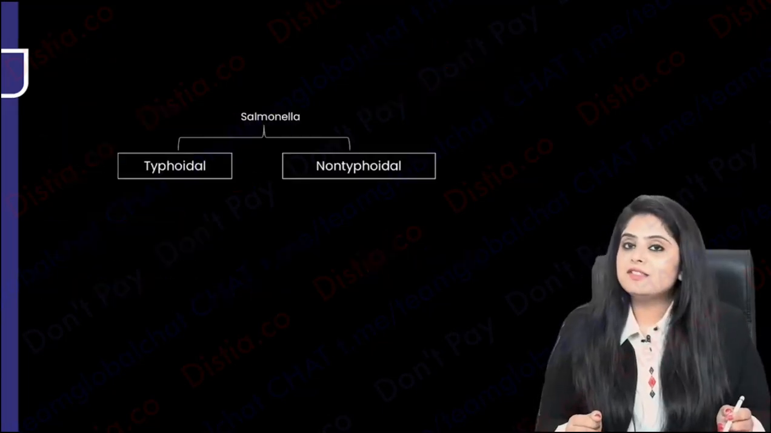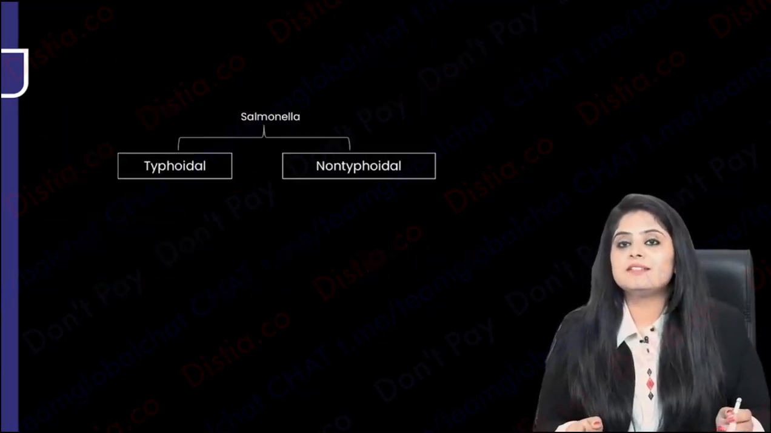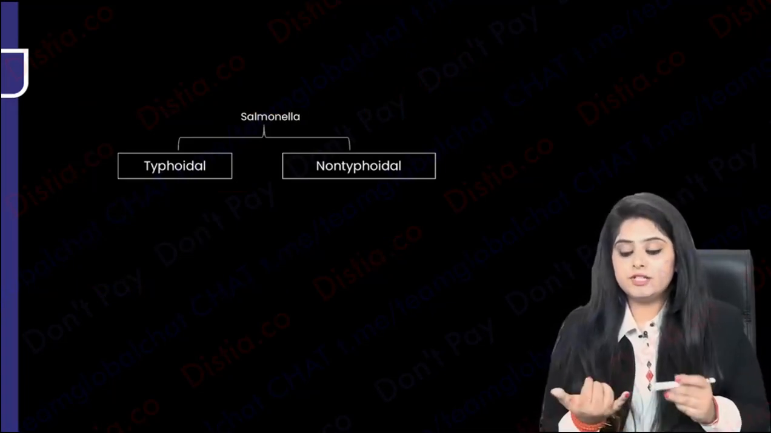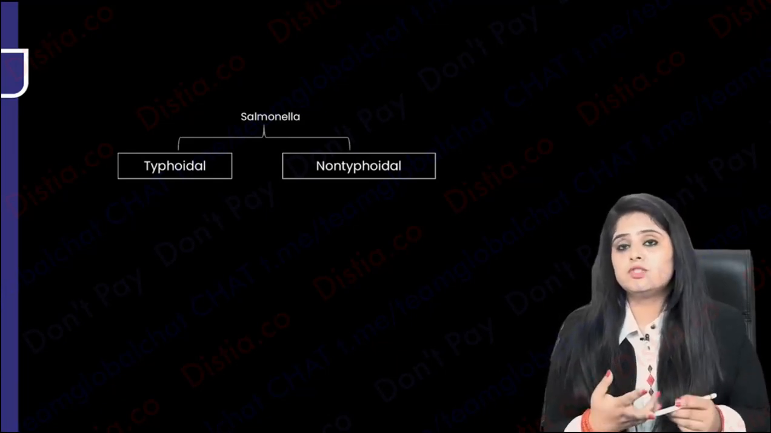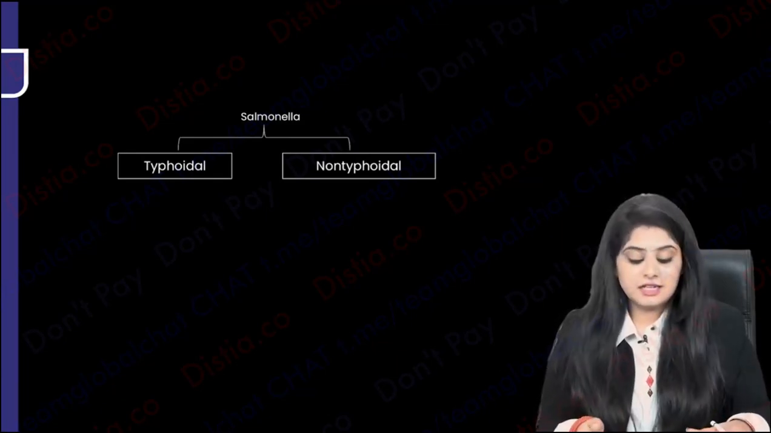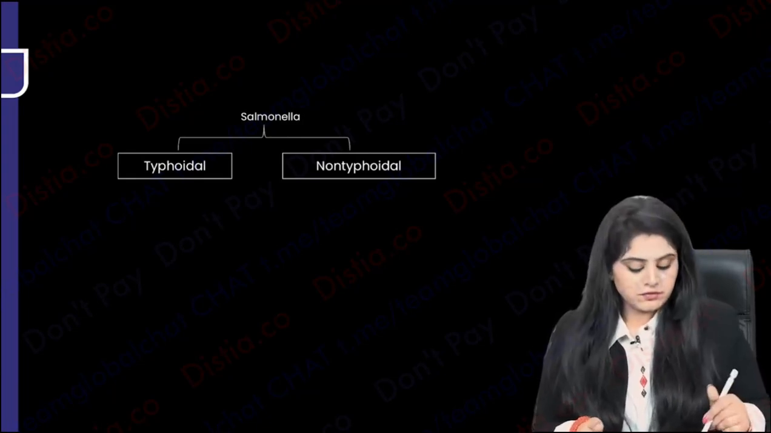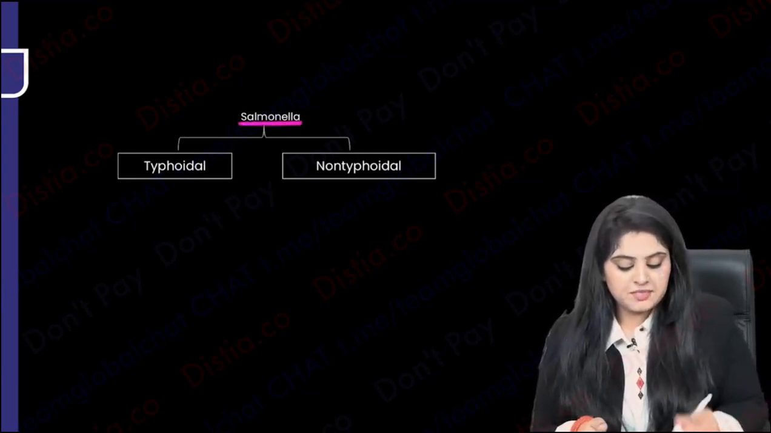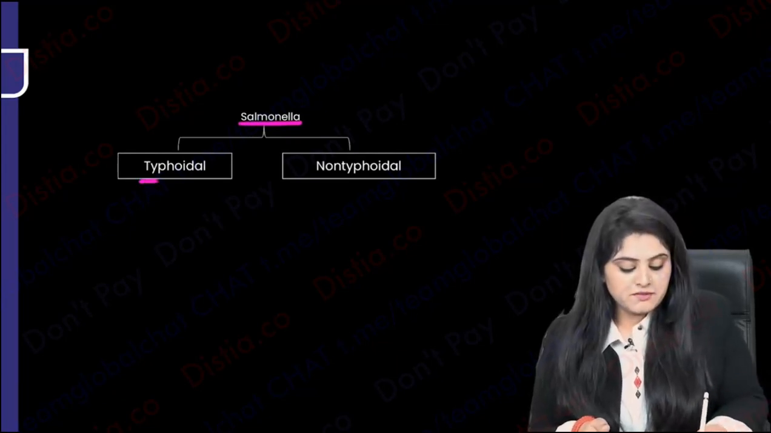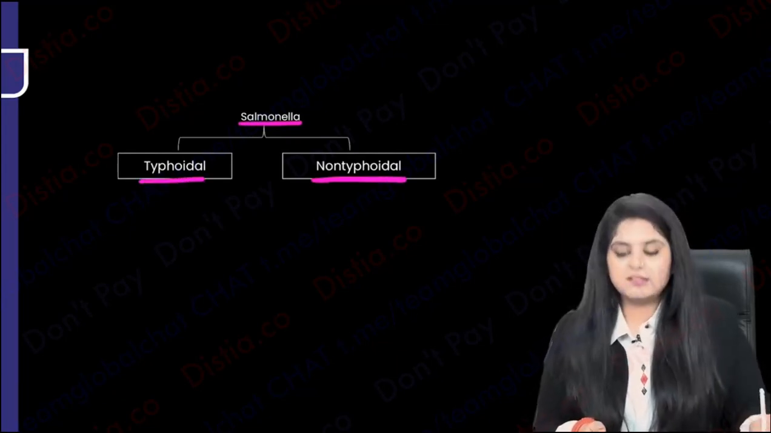Now starting with the last part of this particular chapter, and that is the Salmonella. Once we are done with this, we are going to make an entire master chart regarding motility, lactose fermentation, urease and IMVIC testings. So that's also going to come up. Let's finish off the last organism, that is Salmonella. Salmonella is of two types. We have typhoidal and non-typhoidal Salmonella.